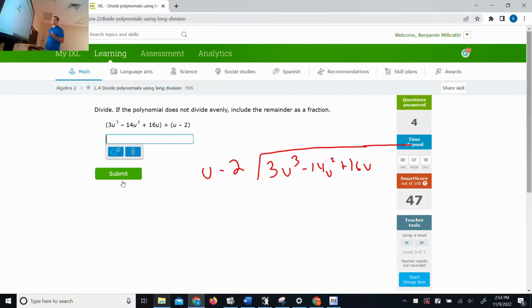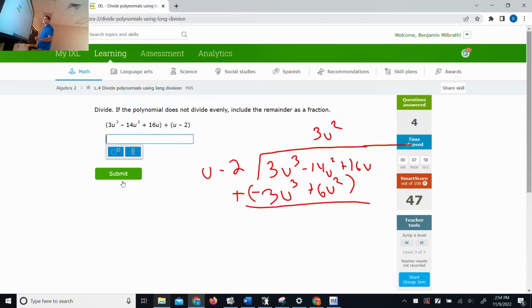Turning u cubed into 3u cubed, multiplied by 3u squared. That'll give me 3u cubed. Don't forget about the distributive property of that negative 2. Minus 6u squared. Again, I'm a big fan of teaching kids to wrap before they subtract, just to remind them to make the sign changes.